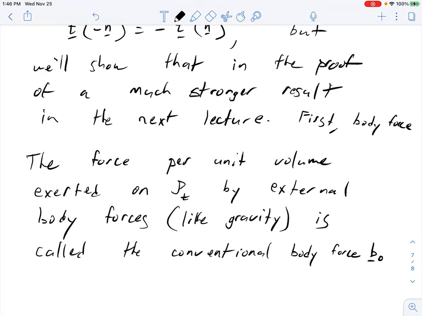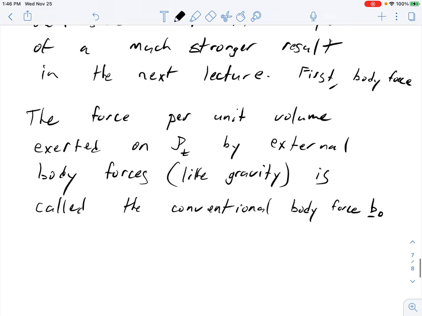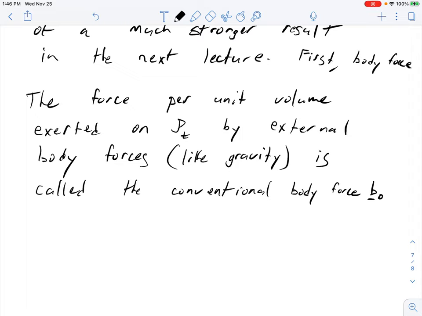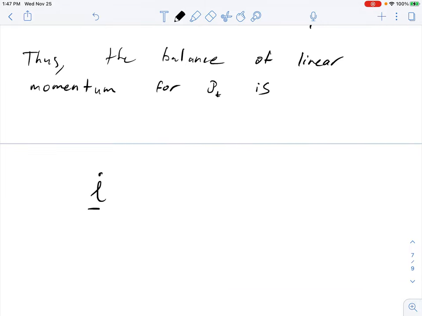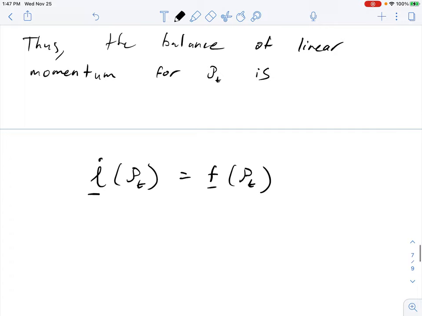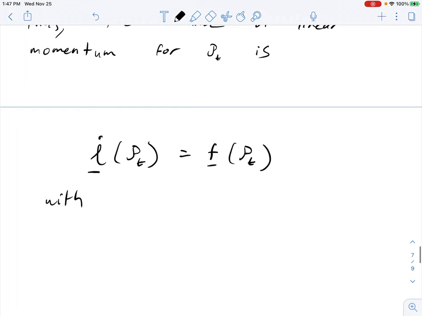So it's noted B sub zero, and it's a vector field. All right, so the balance of linear momentum can be written like this. The time derivative of L, the linear momentum of P(t), is equal to F of P(t), with L dot equaling what we showed.